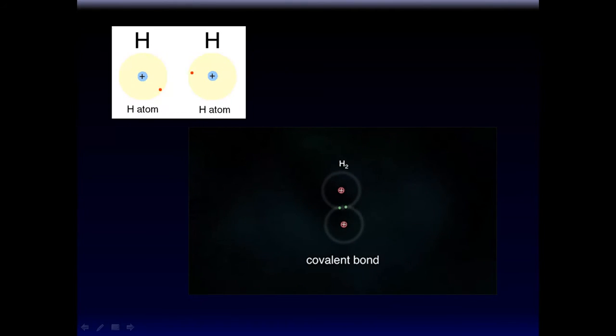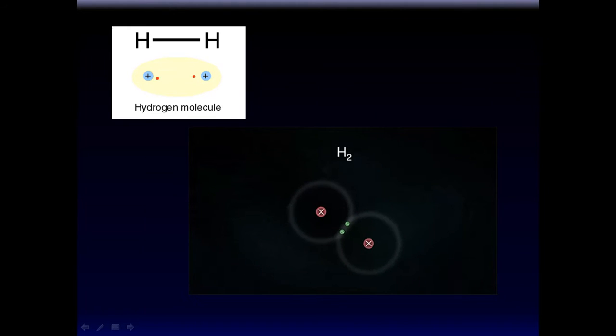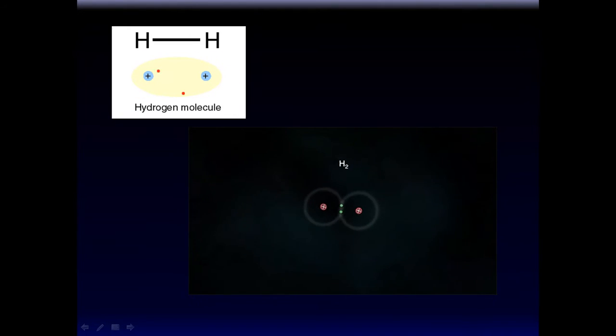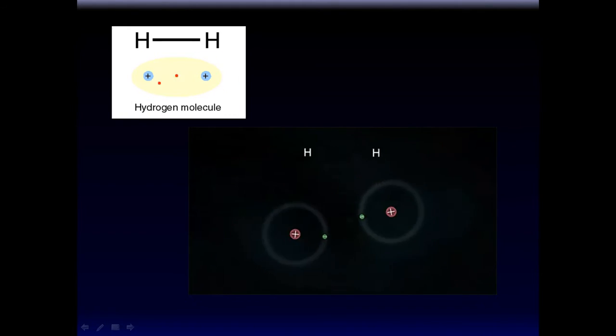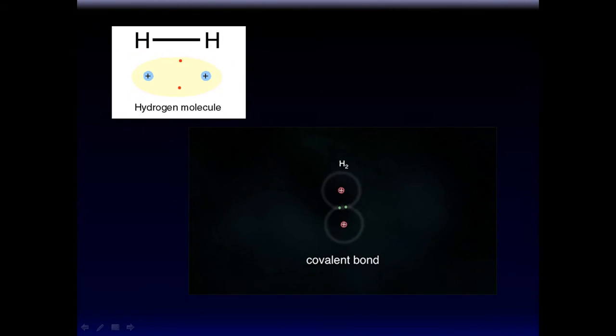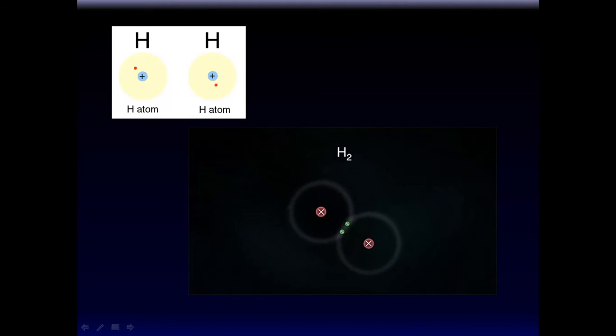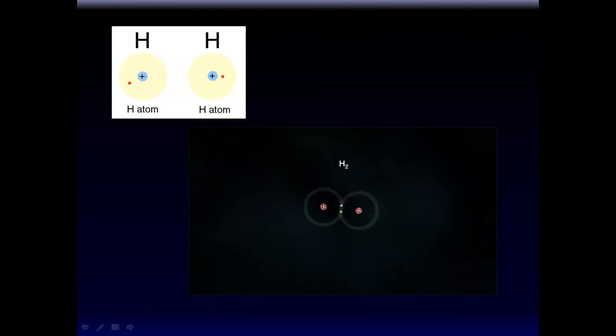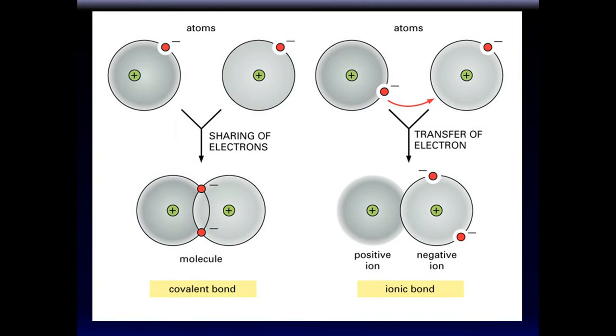All right, watch again. So they're sharing an electron. Obviously, the electrons are not going to sit right there. They're going to go all over the place like that. But this is a covalent bond. And the sharing is going to be equal because they're the same atom. So this is an example of a non-polar covalent bond.